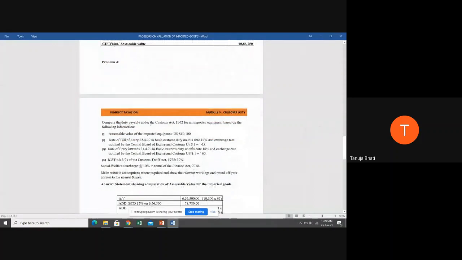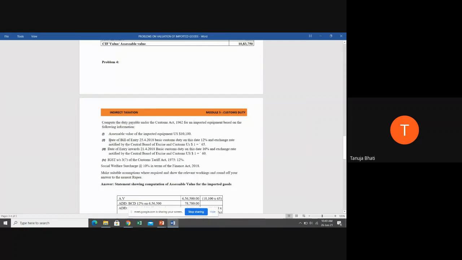Compute the duty payable under Customs 1962 for an imported equipment based on the following information. Assessable value of the imported equipment is US dollar 10,100. Now, assessable value is directly given, students. You are just telling us to compute the duty payable, means what is the taxes payable.